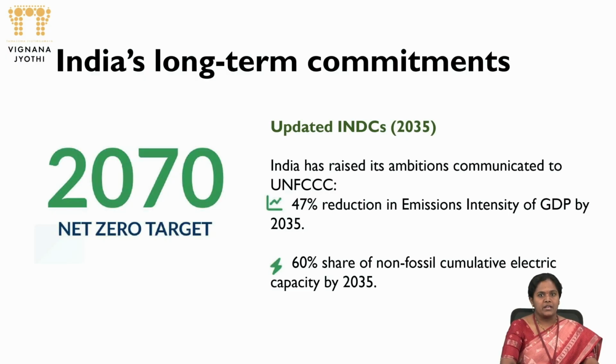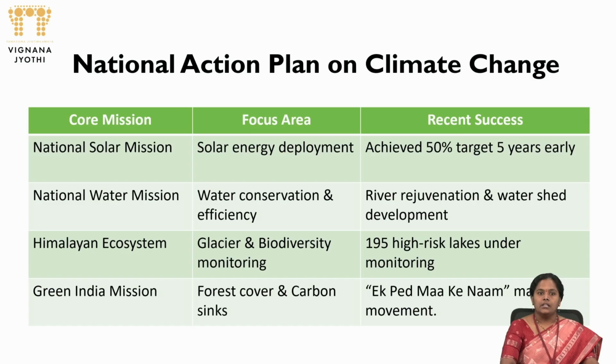India's long term commitments. So, our country, India, has set a goal of 2070, which is the bold target of net zero. To achieve this, the government has launched the National Action Plan on Climate Change. The core missions of this policy are National Solar Mission, focusing on the area of solar energy deployment, which has achieved its 50% target early, in 5 years.